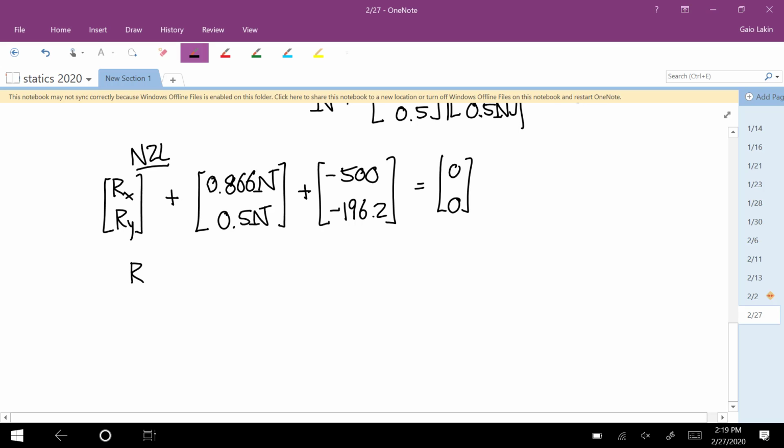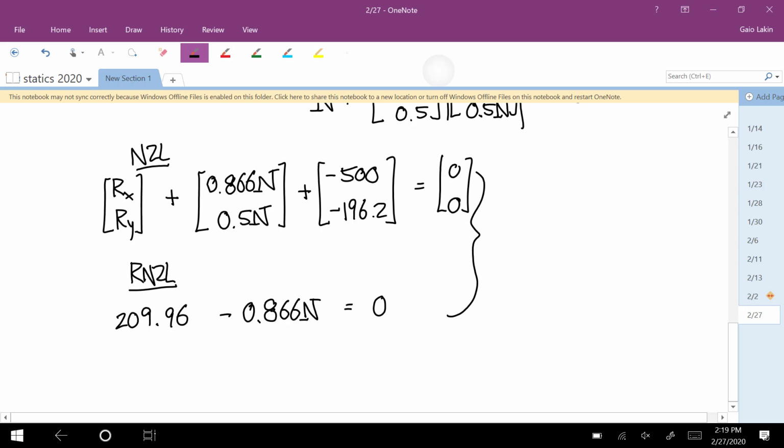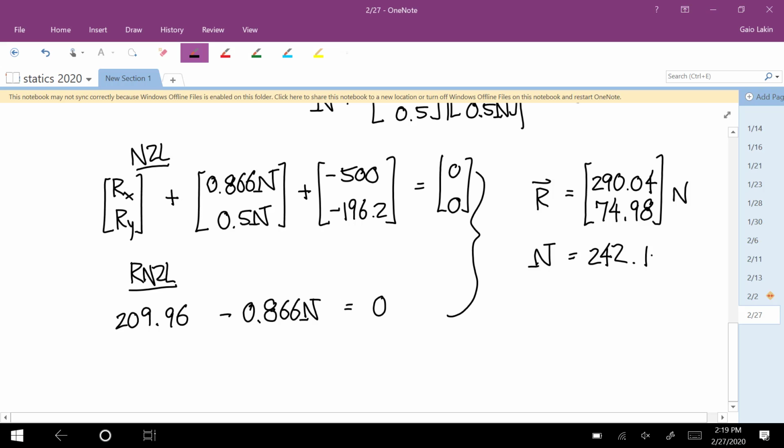And then the moment equation says 209.96 minus 0.866 n is equal to 0. If you solve these, you get that R is equal to positive 290.04, 74.98. And the normal force N, the magnitude is 242.45 newtons. That was for part A.